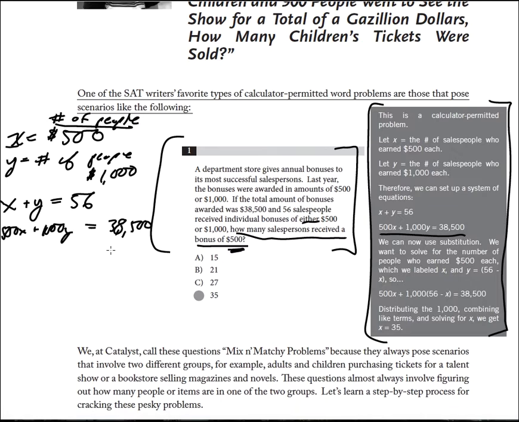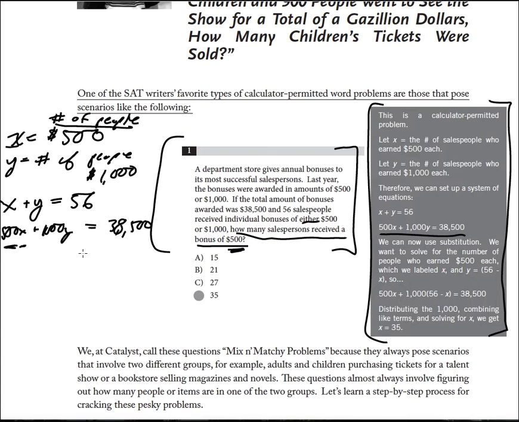Jessica, you have a question. How do we get the 500x? Great question. So think of it this way. If I said to you that 10 people each got $100, how much money would they have total? Yeah, they'd have $1,000, right? They'd have 10 times 100. Now, in this instance, I know that each of them got $500, but I don't know how many of them there are. But it doesn't matter because however many there are, that number of them times 500 each will be the total amount that they earned. Same thing for the 1,000. So that's how I got 500x plus 1,000y equals 38,500.